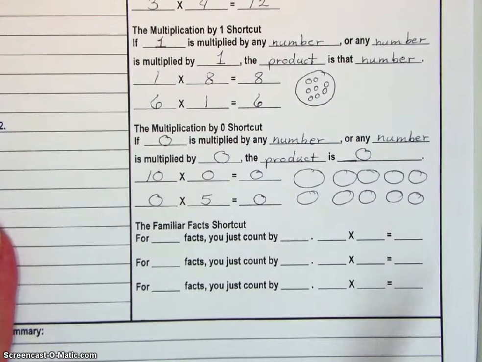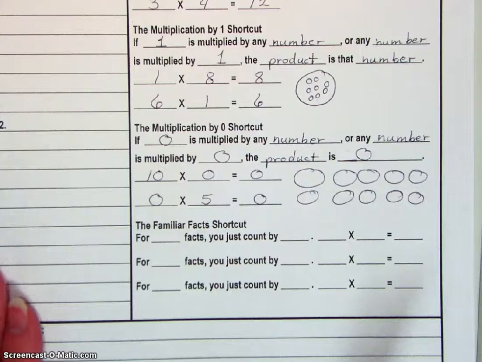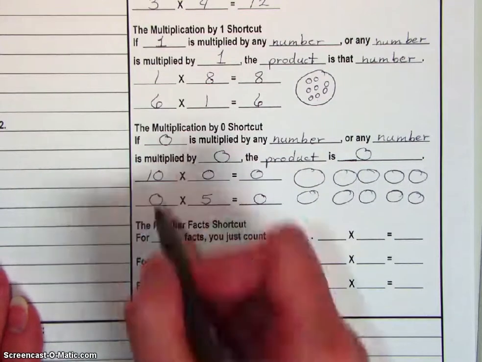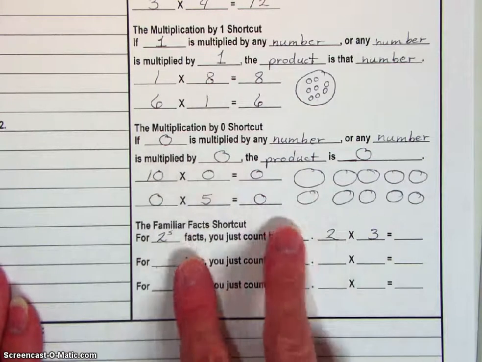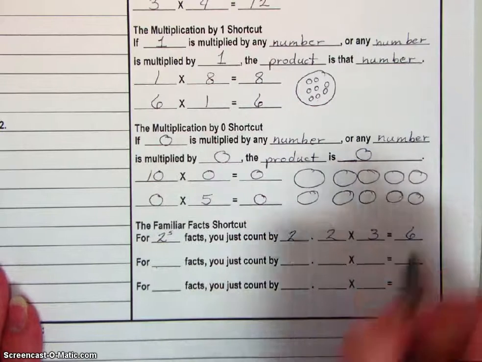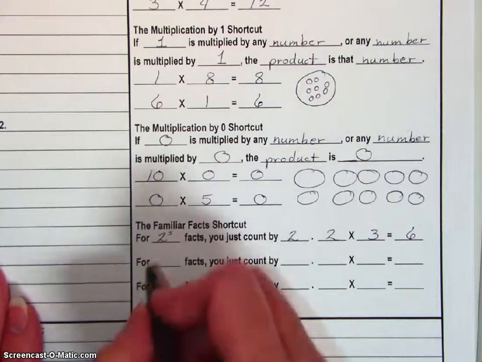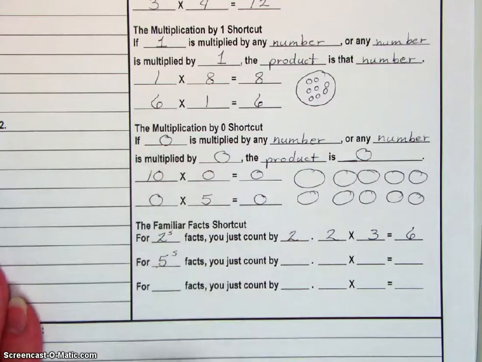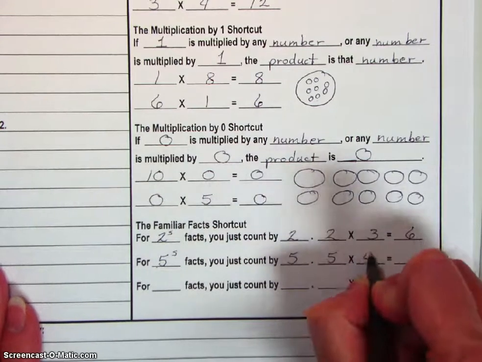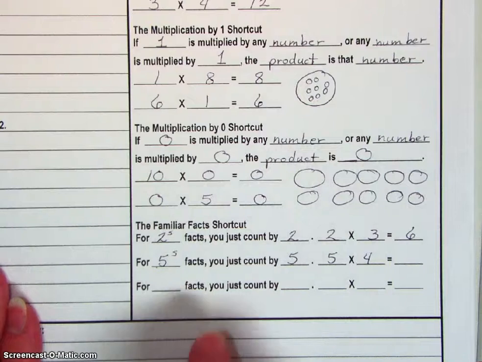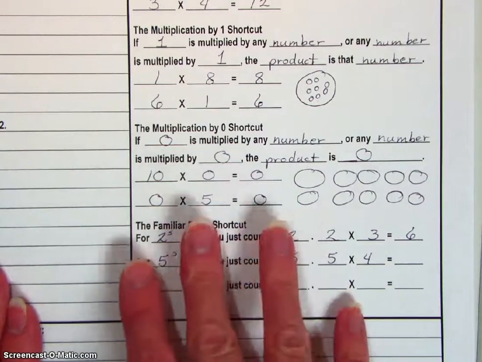Our last shortcut today is the familiar facts shortcut. Let's take a look. There are 3 different ones we're going to look at today. Our first one, for the 2's facts, you just count by 2's. So if I have 2 times 3, I'm going to go 2, 4, 6. I'm just counting by 2's. For 5's facts, you just count by 5's. So if I have 5 times 4, I'm going to count 5, 10, 15, 20.